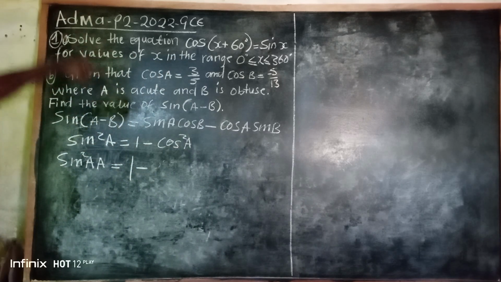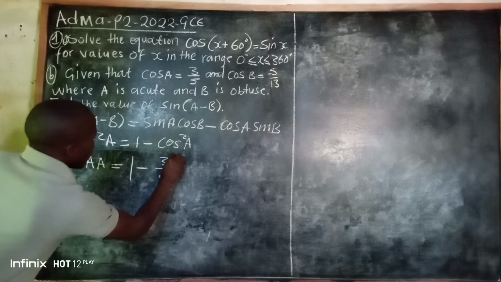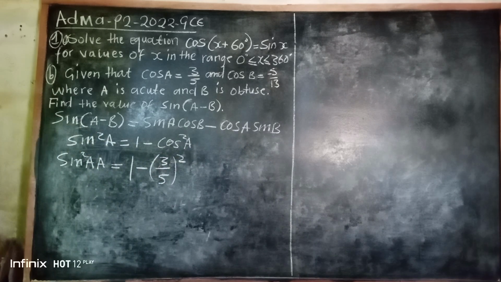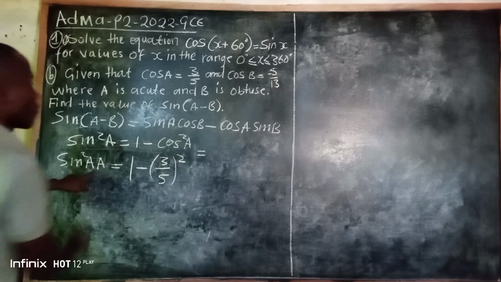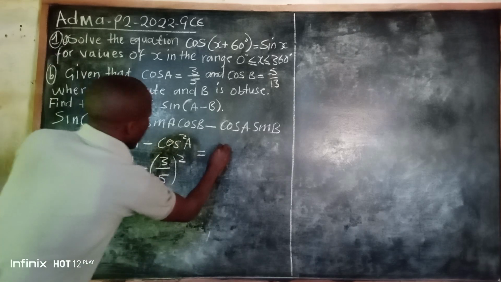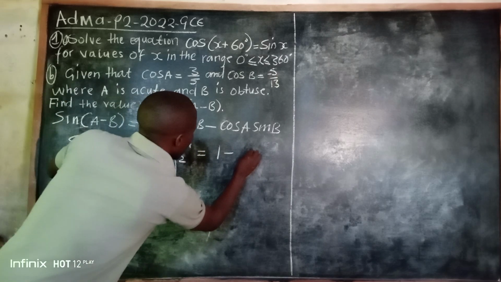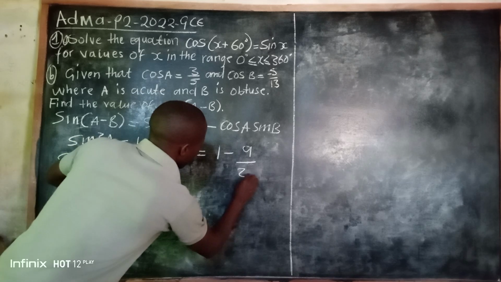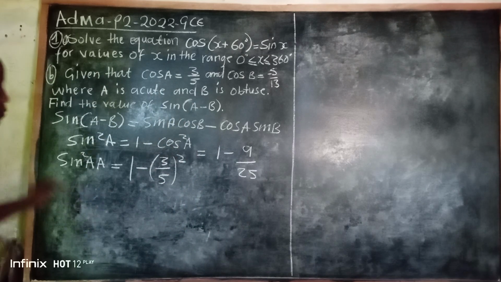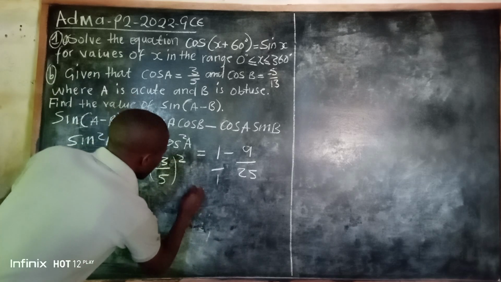We have 3 over 5. Okay, 3 over 5. Remember, there is a square there. Then from there we are saying sine A squared is equal to 1 minus 3 squared, which is 9, over 5 squared, which is 25. Okay, so let us simplify that one further, with 1 over 1.